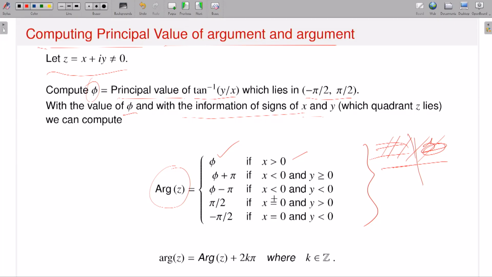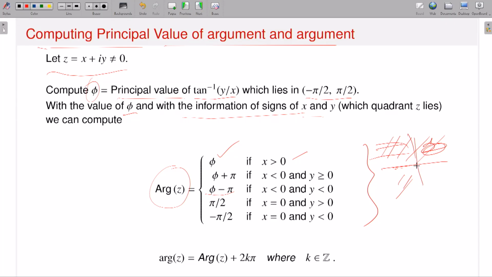If x is negative and y is negative, that means I am in the third quadrant. X is negative, y is negative here. So you just take phi, which you already know, which is the principal value of tan inverse y by x, which lies in minus pi by 2 to pi by 2, then you consider phi minus pi.